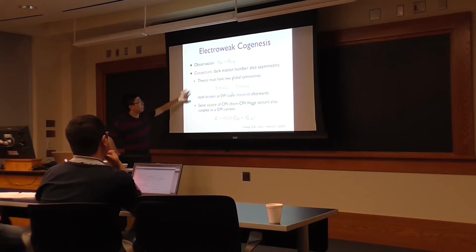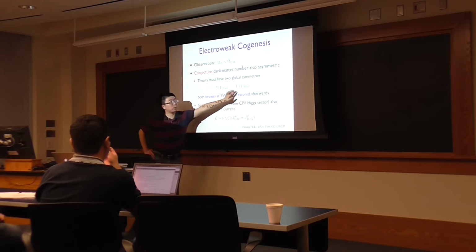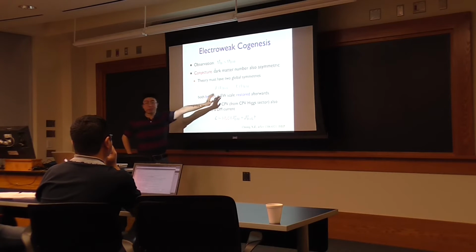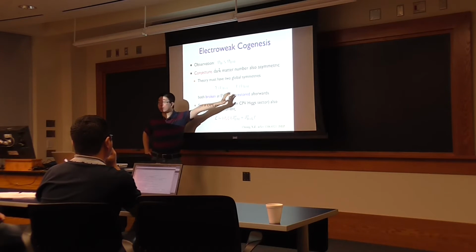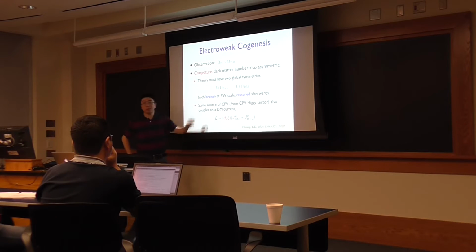And so there are two important ingredients. One is I have to define a new U(1) global symmetry that defines the dark matter number, which is similar to the baryon number U(1). And there is another ingredient, which is the same source of CP violation, because it's cogenesis.